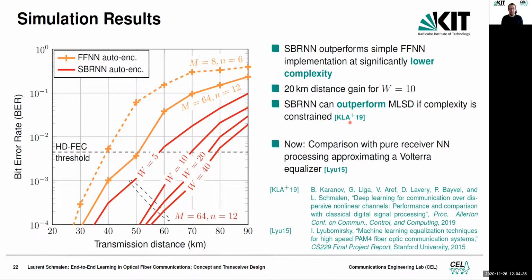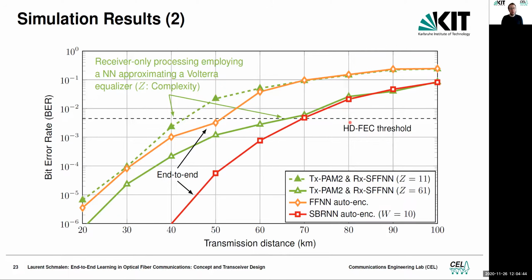And we also compare this with nonlinear processing at the receiver using a neural network approximating a Volterra equalizer, which is shown here. We have on-par performance at high bit error rates with the Volterra equalizer if we afford quite a lot of complexity. So this is a pretty big Volterra equalizer, over 61 symbols. And we see that we even outperform this Volterra equalizer at low bit error rates.